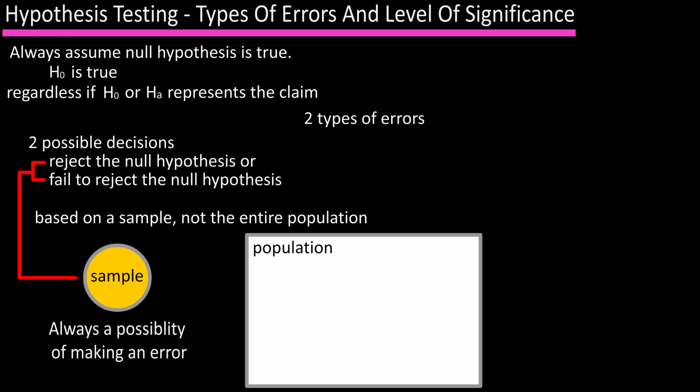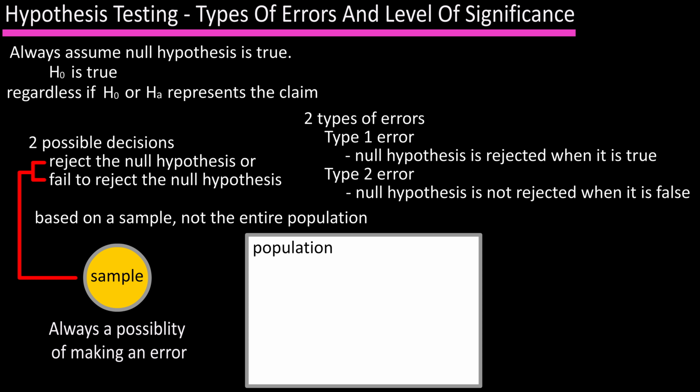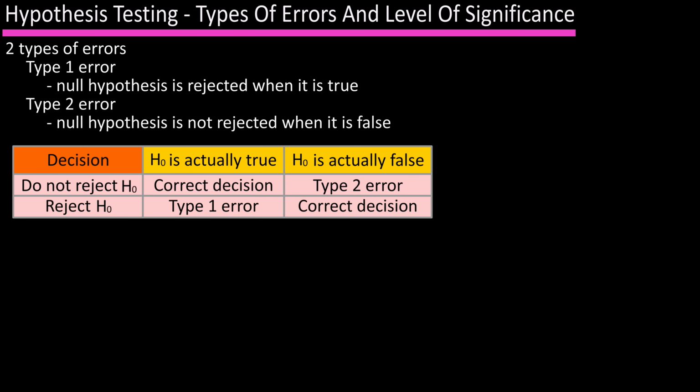And there are two types of errors in hypothesis testing, a type 1 and a type 2 error. A type 1 error occurs if the null hypothesis is rejected when it's actually true, and a type 2 error occurs if the null hypothesis is not rejected when it's actually false. And this box shows the 4 possible outcomes for a hypothesis test.